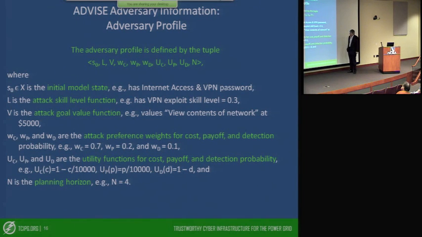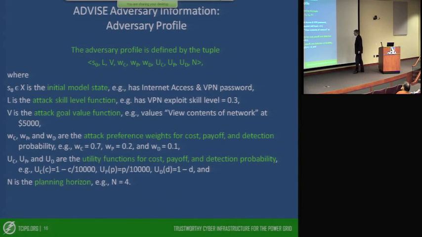There's an attack skill level function, and that says for each attack skill that's defined in the attack execution graph, how much skill does this particular attacker have? There's an attack goal function that says how important, and we'll use dollars, but any kind of, if you will, currency, how important is it to this particular attacker to achieve this particular goal, right? And those are listed on the goals that we had in the attack execution graph.